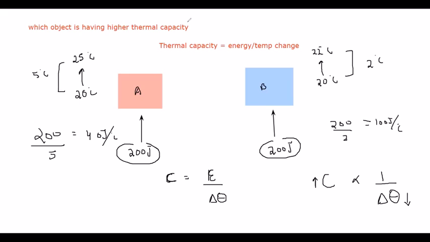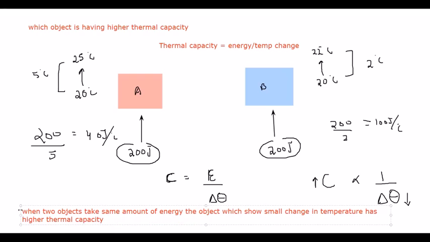So what it shows is, when two objects absorb the same amount of energy, the object which shows a small change in temperature has higher thermal capacity. Is the concept of thermal capacity clear?